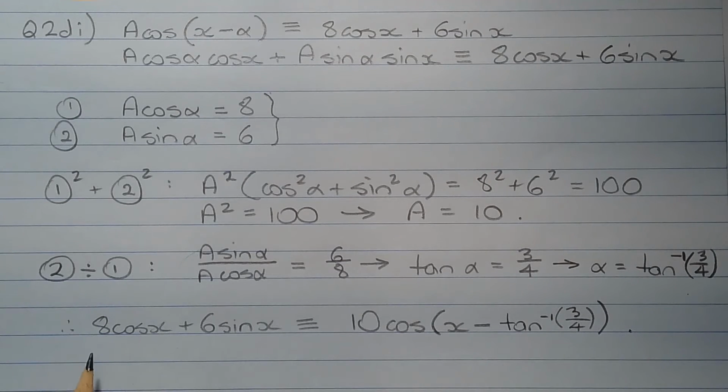So therefore, 8 cos x plus 6 sin x is identical to 10 cos(x minus the inverse tan of 3 over 4).